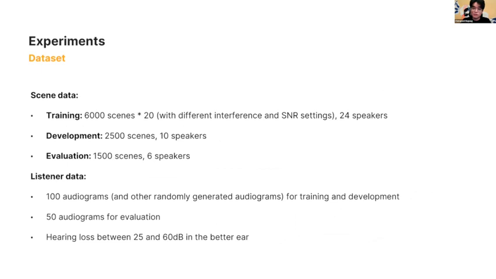As for the datasets, the challenge organizer provides 6,000 scenes with 24 different speakers. And we generate 20 more different situations with different interference and SNR settings. The development set and the evaluation sets are also provided by the challenge organizer. For the listener data, the training data set consists of 100 audiograms. We also randomly generated some other audiograms to avoid overfitting. The evaluation set consists of 15 audiograms, while the final listeners have 25 to 60 decibel hearing loss in the better ear.